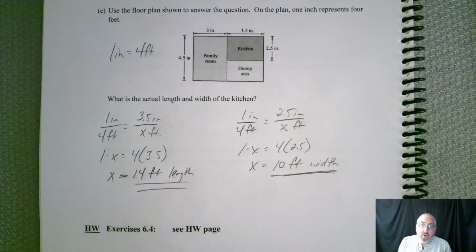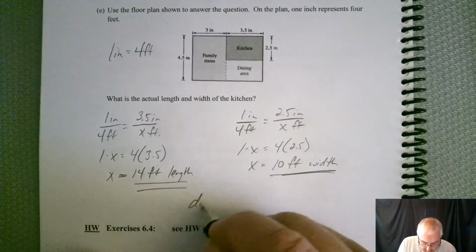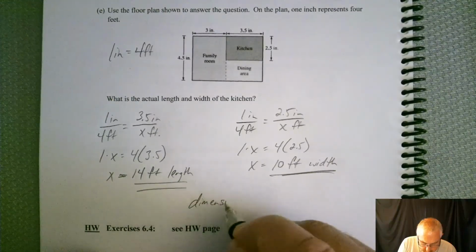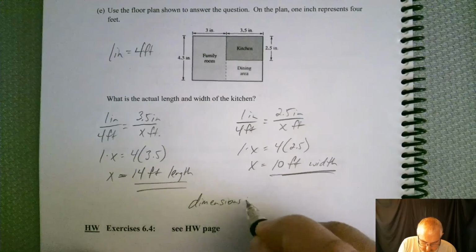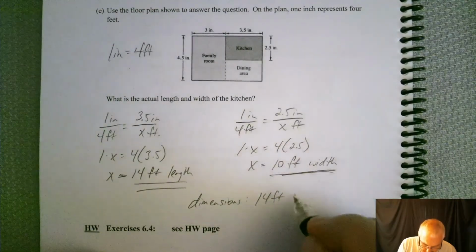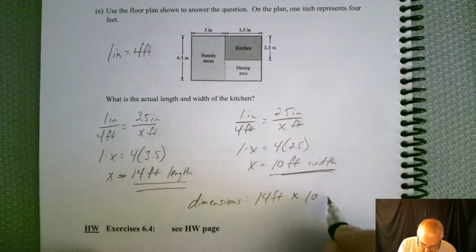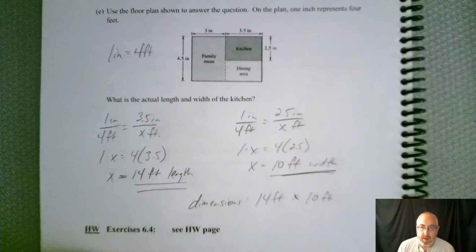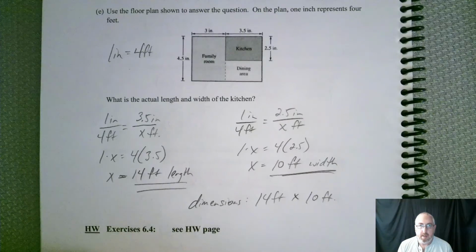Now, if they want you to write dimensions, if they say write the dimensions of the kitchen or something like that, then you want to use, again, a proper notation. Usually they use something like this. They would say 14 feet by 10 feet. So they'll put an X in there. Probably in the My Math Lab, they'll do that for you if they want you to write it as dimensions.